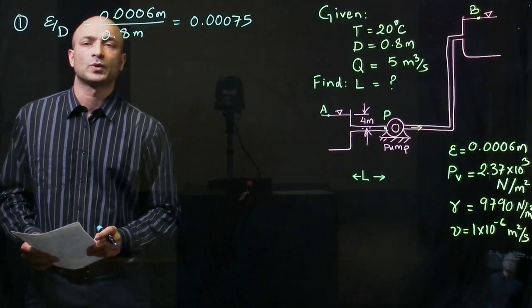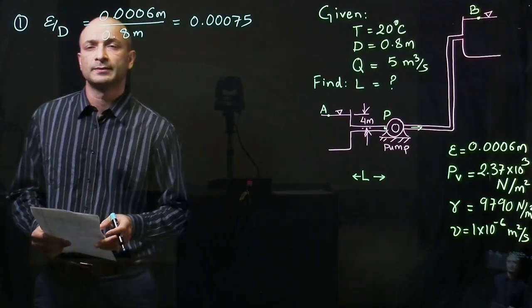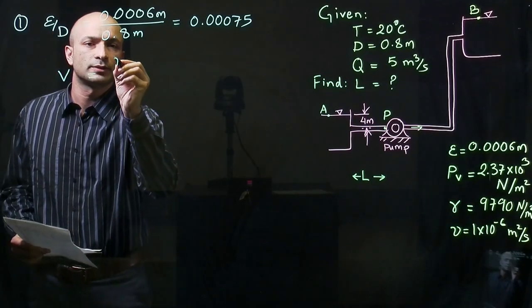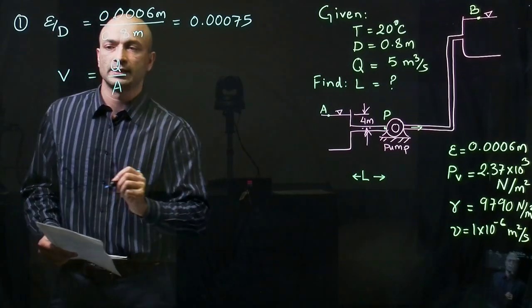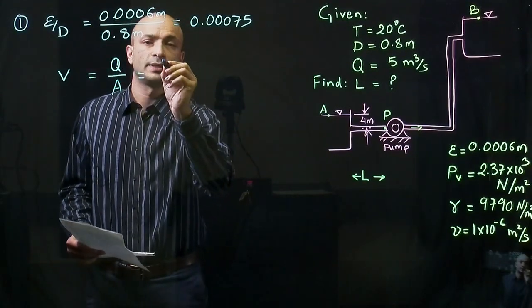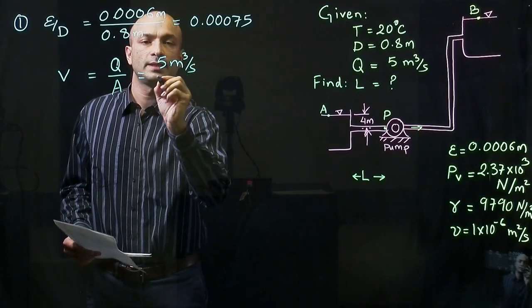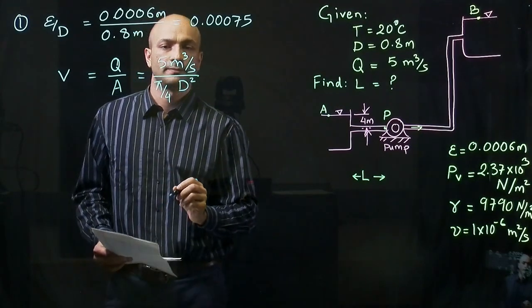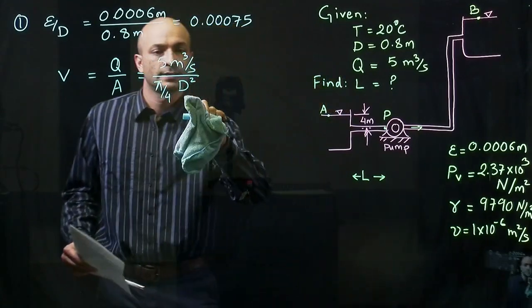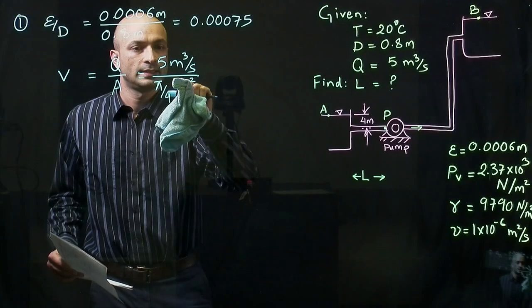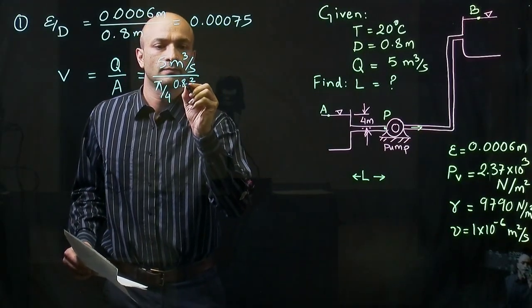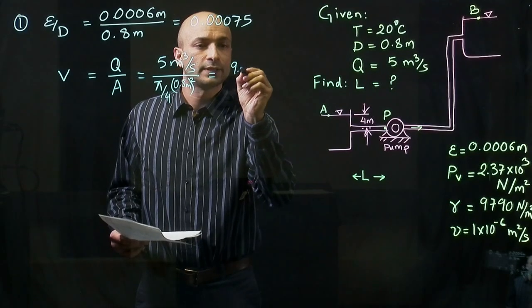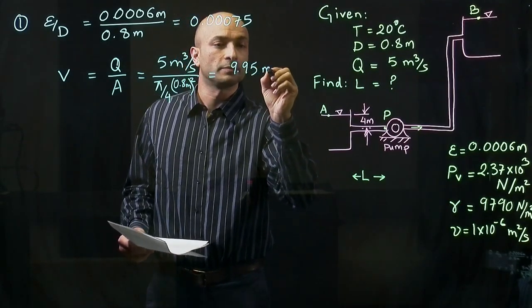The other thing we'll need to find the friction factor is the Reynolds number. For that we'll need velocity. Velocity equals the discharge divided by cross-sectional area of the pipe. Q is 5 meter cube per second. Area is going to be pi over 4 diameter squared, and in this case diameter is 0.8 meters. And that'll give you a velocity of 9.95 meter per second.